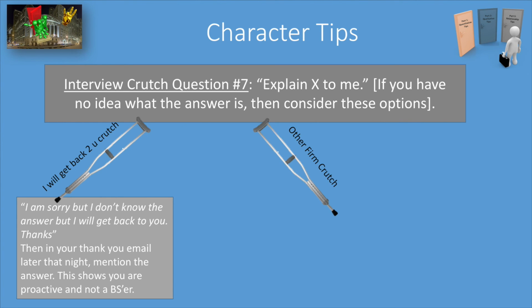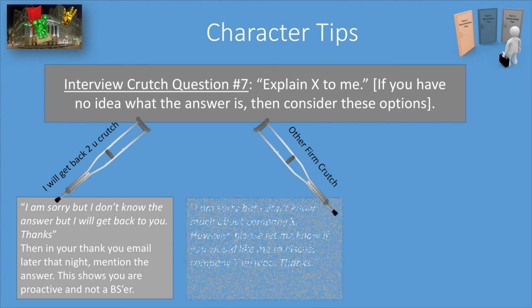All right, the other firm crutch is this. Okay, I'm sorry, I don't know much about company X. However, please let me know if you'd like me to discuss company Y instead. So if they ask you about Uber, you can say, I don't know much about Uber, but I can talk about Lyft if you'd like me to, or I can get back to you with more comments. Okay, and they just want to see how you react. And again, if they ask you firmly and they're trying to intimidate you, don't get intimidated, okay? It's just a game. Enjoy it.